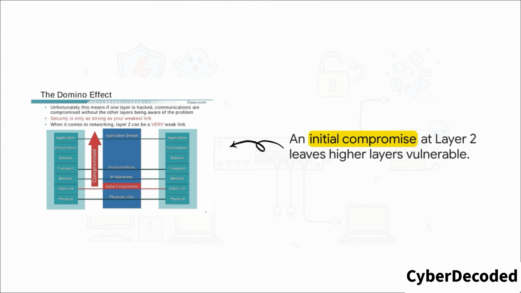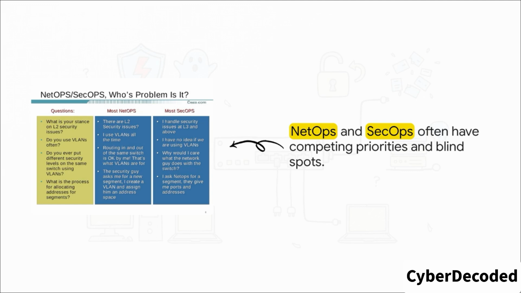A network's security is really only as strong as its weakest link, and on a local network, layer 2 is very often that weakest link. So why is it such a weak link? A lot of the time, it comes down to a classic cultural divide in IT. Network operations, or NetOps, are laser-focused on keeping the lights on, right? They care about VLAN routing, uptime, and making sure everyone has connectivity.